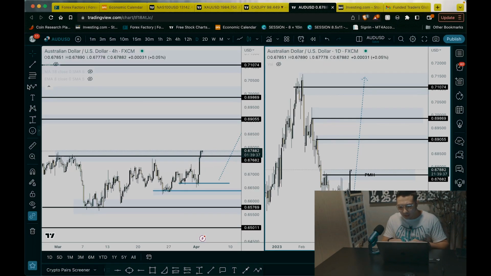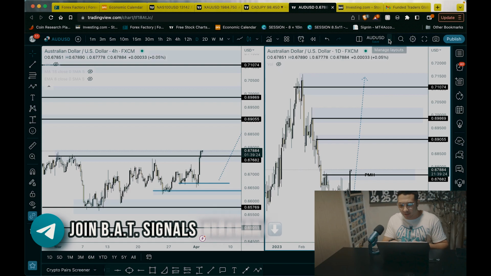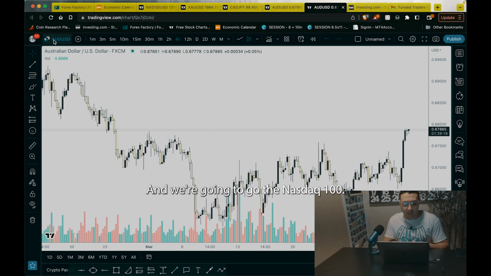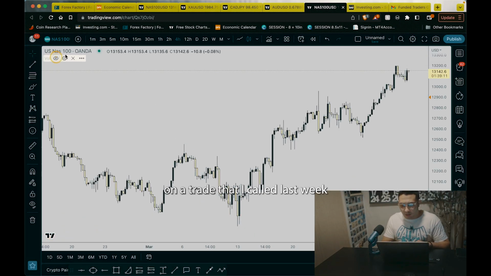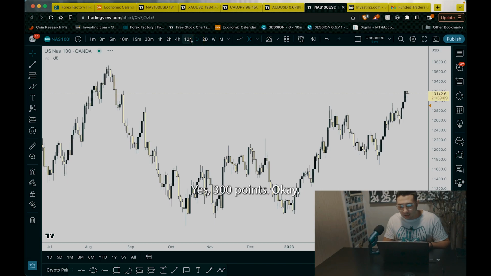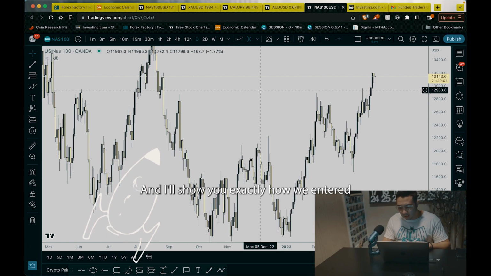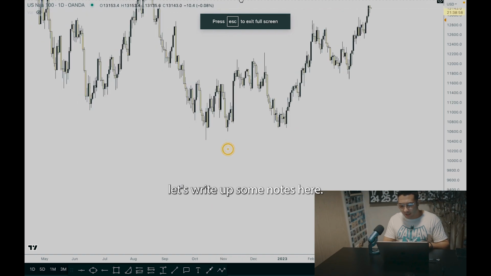Okay, so we're going to go to a clean chart here first, and we're going to lay out what type of entry setups we're looking for. So let's make a new chart on the NASDAQ here. New layout, and we're going to go to the NASDAQ 100. I will use the NASDAQ as an example on a trade that I called last week for 300 points. Yes, 300 points. It was a very accurate call, and I'll show you exactly how we entered and what I saw. But first, let's write up some notes here.